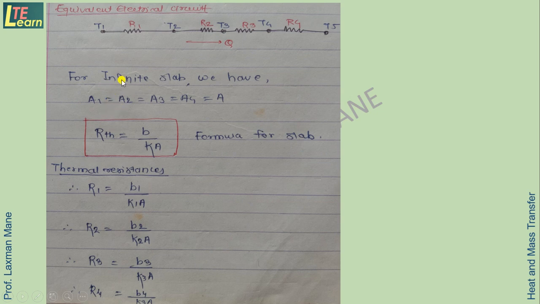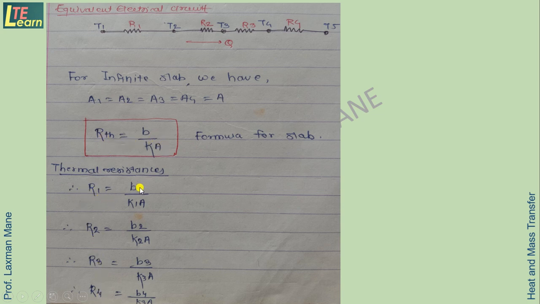Now here in this case, infinite slab, we have areas of all layers perpendicular to the direction of heat transfer the same. So A1, A2, A3, A4 are all equal to A. Here the resistance formula R_th, which we already saw in the last video in the electrical analogy for a plane wall, is B upon K into A. So this is a general formula for a plane wall, and we can use it to write all the resistances.